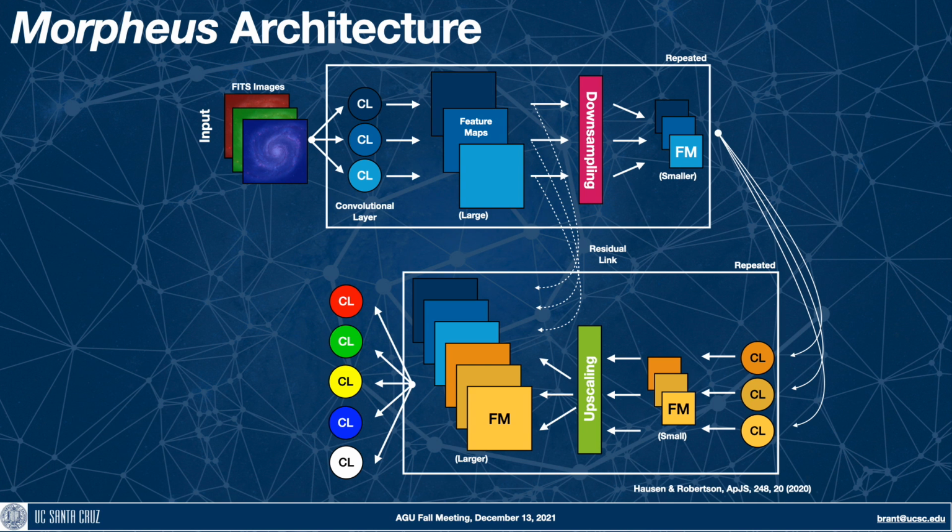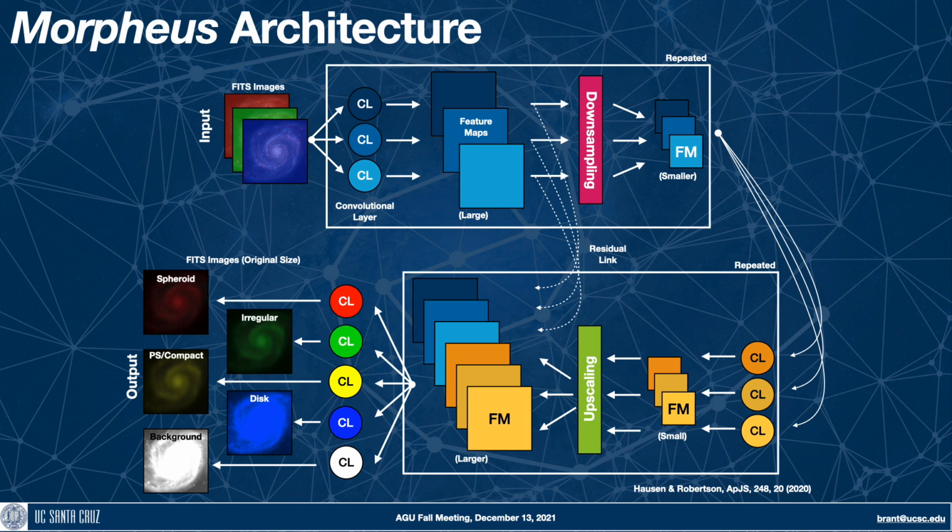Once the feature maps are the same size as the input data, the feature maps are processed through one last set of convolutional layers. Here, the number of convolutional layers reflects the number of output classes desired by the model. The output classifications from these final convolutional layers then provide the pixel-level classification images. Morpheus is then trained so that the properties of the convolutional layers produce output classification images that reproduce known classifications in the training data. This provides our final, trained, pixel-level classifications.